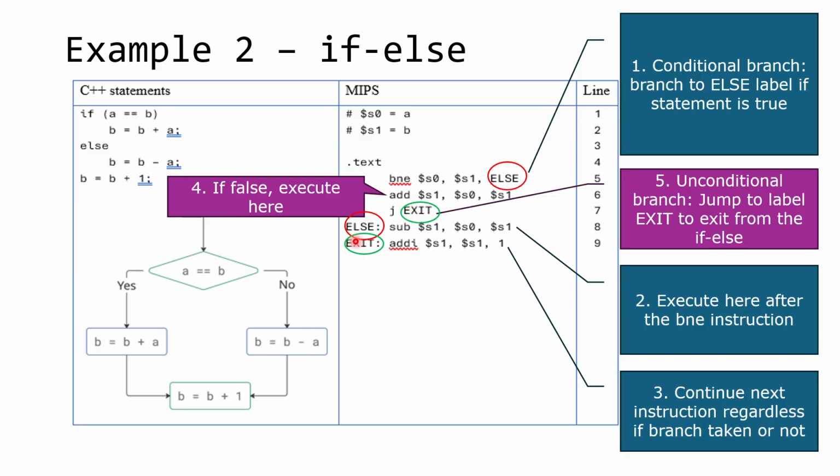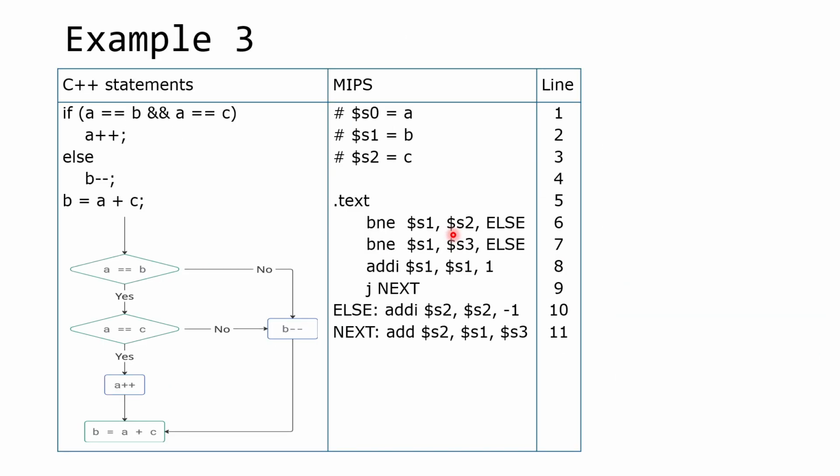So in order to skip this else, we need another label exit that will execute B is equal to B plus 1. Okay, so this jump will go to line 9 and execute ADDI S1, S1, 1, which is B is equal to B plus 1. So we can see that regardless if the branch is taken or not, the statement ADDI here will be executed. Now you understand, right, how to do this if-else statement.